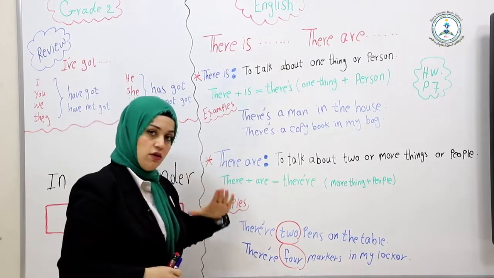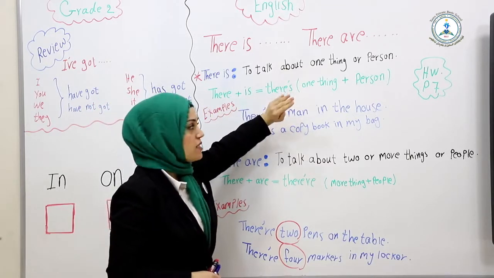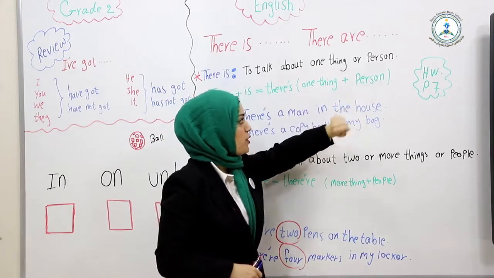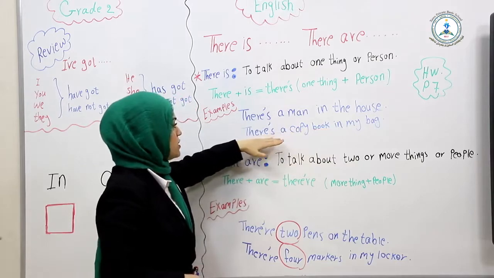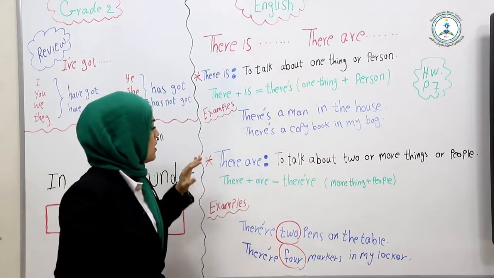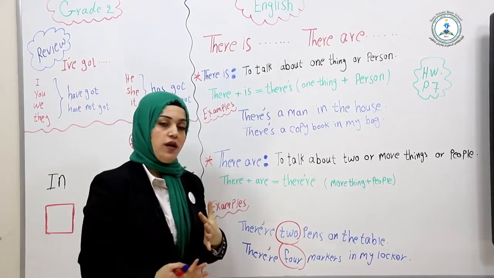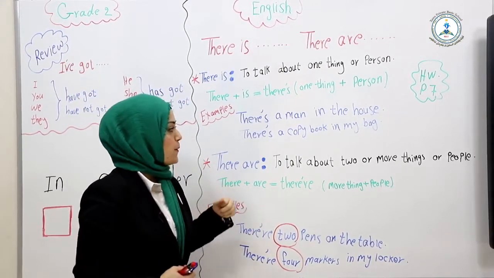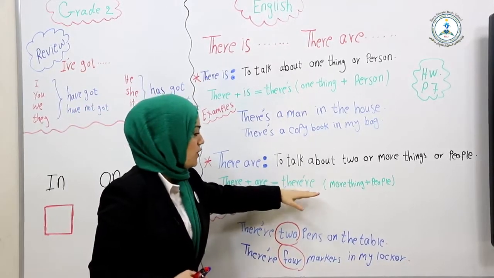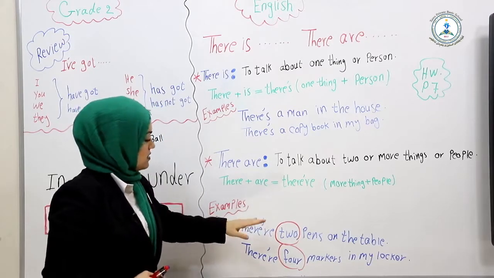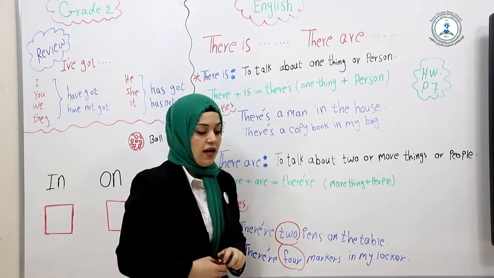Now let us recap it again. We have there is, the short form is there's. We use it for one thing or one person. Examples are there's a man in the house, there's a copybook in my bag, okay? And we have there are. We use there are for talking about more than one thing, and a group of people. There are. And we have examples. There are 2 pens on the table. There are 4 markers in my locker.